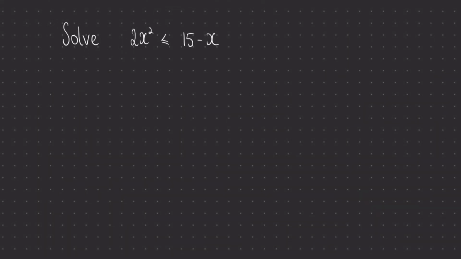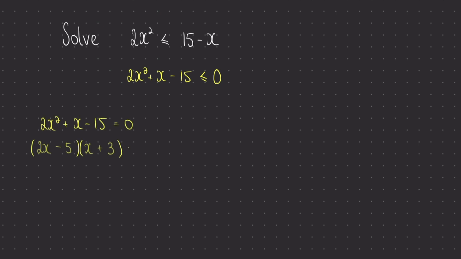Let's take a look at a second example together. The first thing is to rearrange our quadratic inequality to have 0 at one side of the inequality sign. Once I've done this step, same as before, I'm going to treat it now as an equation. The next step is to factorize, and now I can get my two solutions for x.